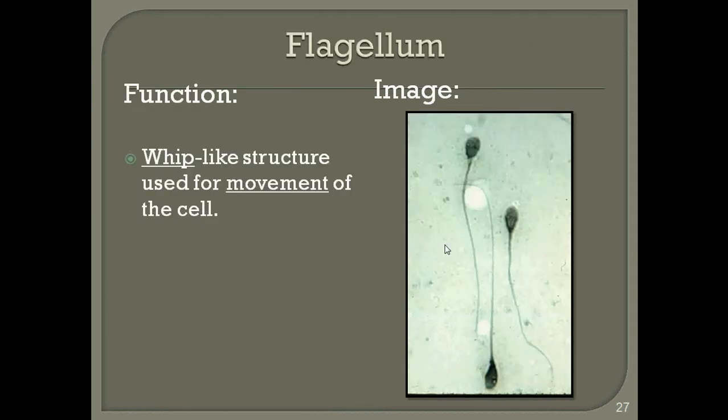Flagella, obviously this is not found on every cell either, but this is a whip-like structure used for movement of the cell. Really, we'll just see this in sperm.